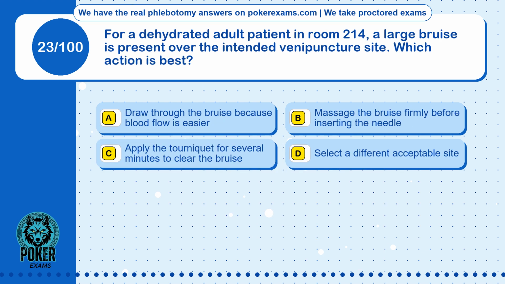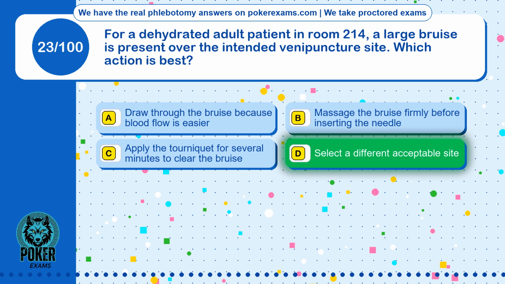Question 23. For a dehydrated adult patient in room 214, a large bruise is present over the intended venipuncture site. Which action is best? Option A. Draw through the bruise because blood flow is easier. Option B. Massage the bruise firmly before inserting the needle. Option C. Apply the tourniquet for several minutes to clear the bruise. Option D. Select a different acceptable site.